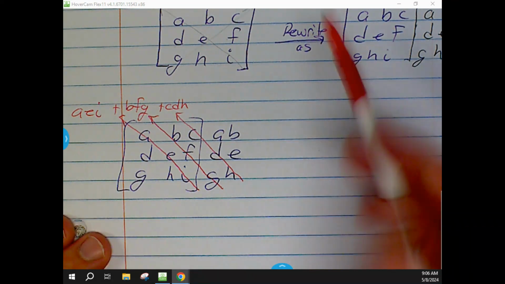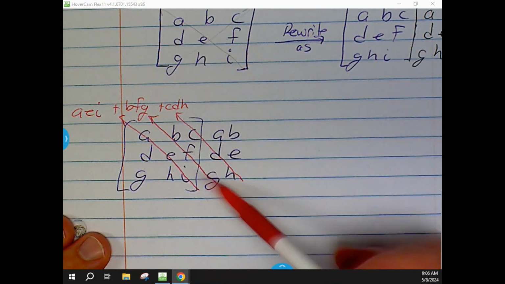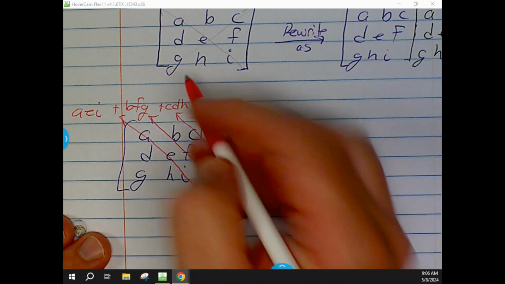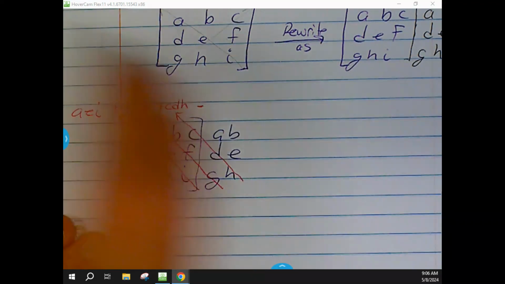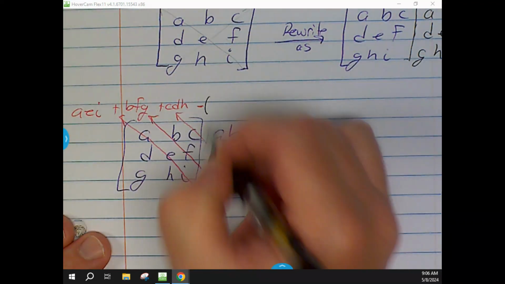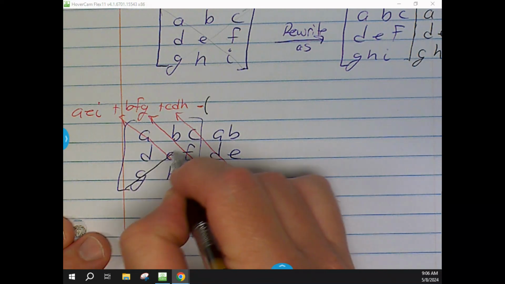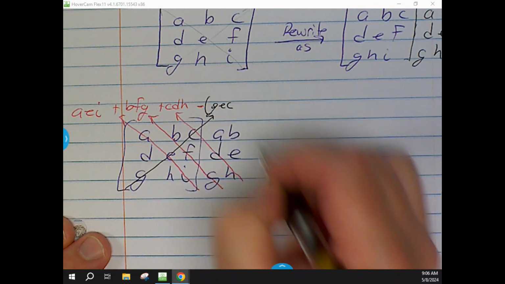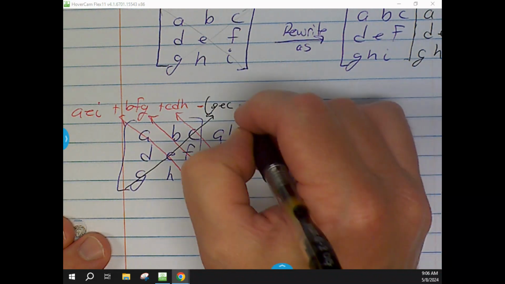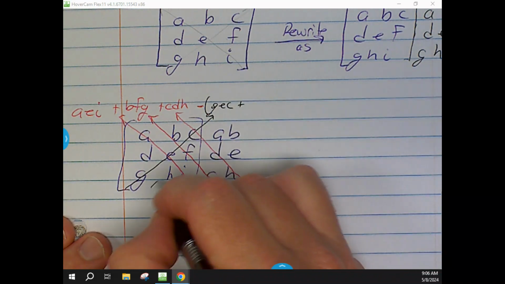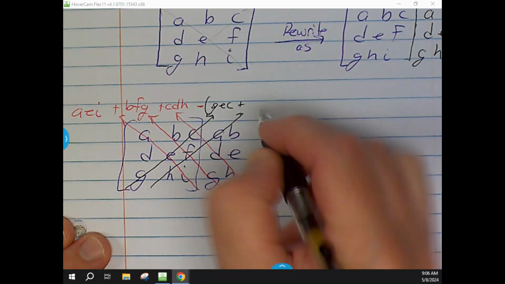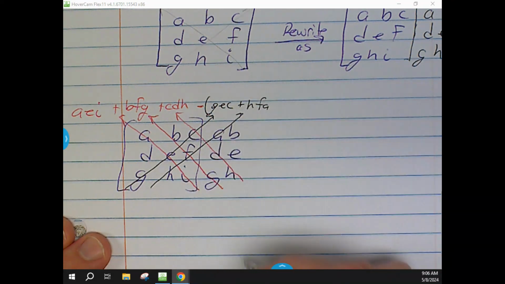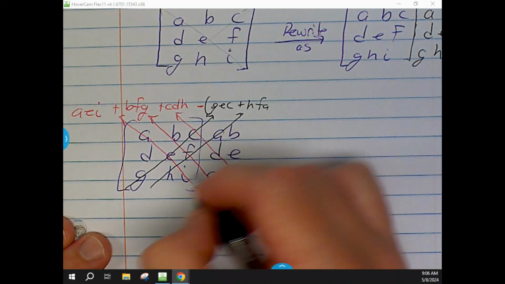And then we're going to do it one more time for C, D, and H. Okay, and just like up here, we had this one going this way, we've also got to go this way. Then we're going to subtract everything going this direction. So now we're going to have G, E, and C. And then H, F, and A. And then last but not least, I, D, and B.